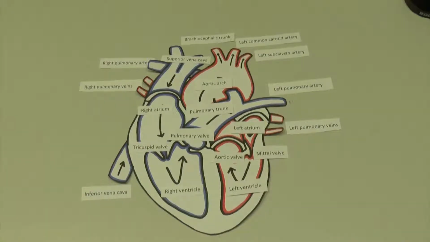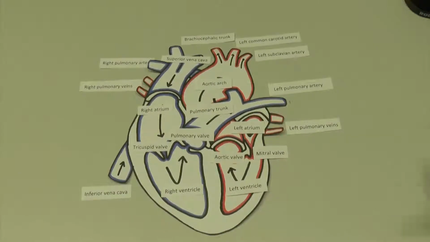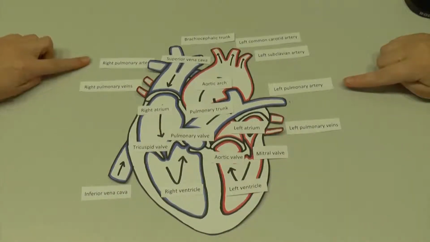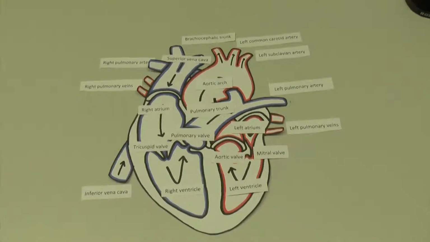The blood then exits the heart to the pulmonary trunk via the pulmonary valve, where it then flows into the left and right pulmonary arteries to take blood to the lungs. These are the only deoxygenated blood-carrying arteries in the body.